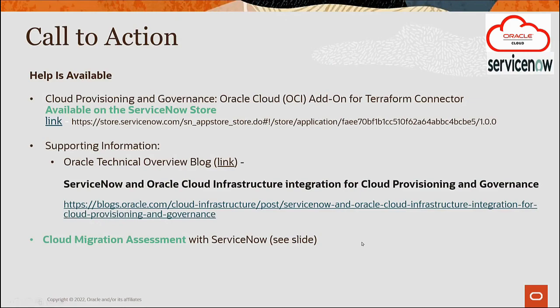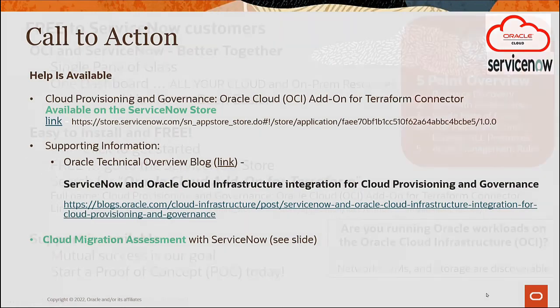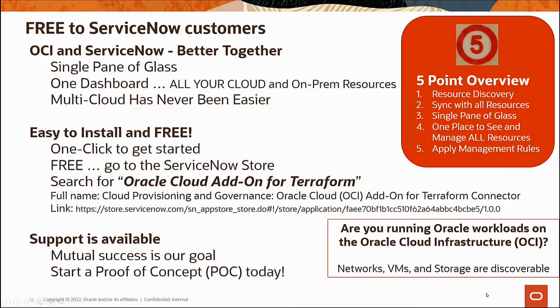And I want to go back to this last slide again. This is the one I showed earlier, so I'm not going to go through every detail, but what you saw was the 5-point overview. You saw resource discovery, syncing with resources, all in a single pane of glass, one place to manage resources. And I think we talked a little bit about applying management rules, but that's where Terraform can be kicked into high gear to make it possible to automate tasks, either for discovery or for high watermark, low watermark. There's a lot of things you can do within Terraform to set up rules.